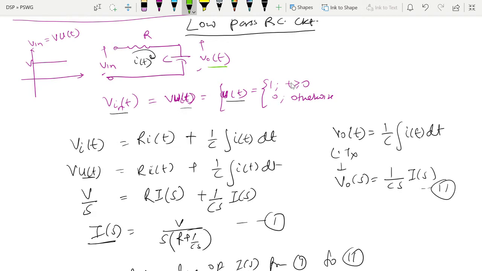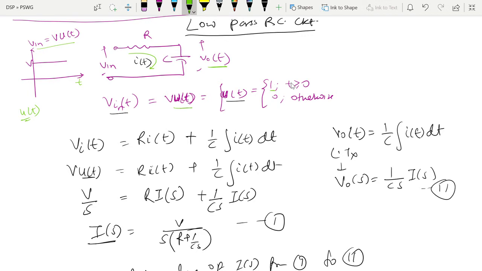We have current flowing through this circuit. We have the input voltage as V in, V u(t). You know that u(t) has a value of 1 when t is greater than or equal to 0, that is for positive t, and 0 otherwise. So V u(t) means it will be V when t is greater than or equal to 0.